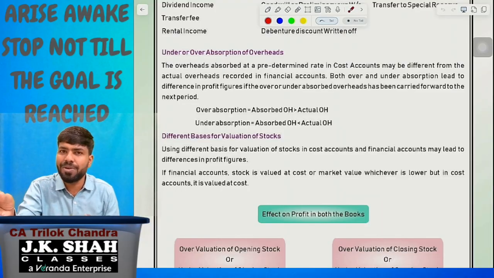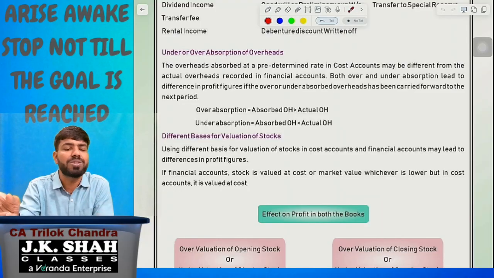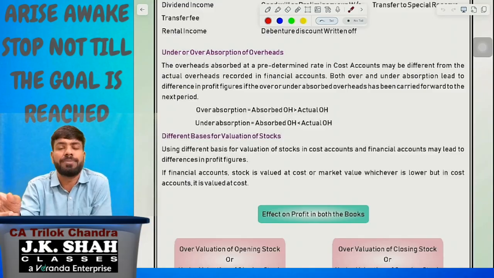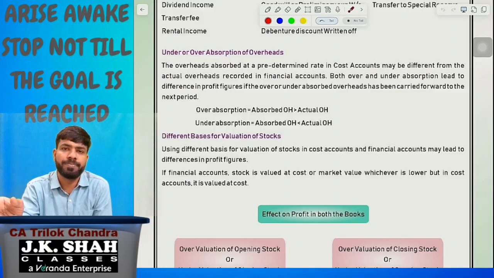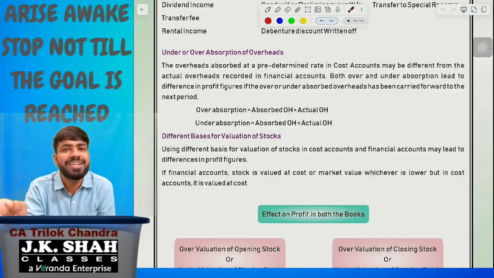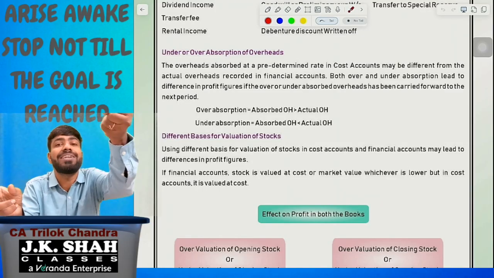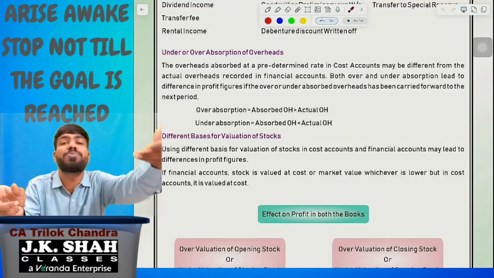1 lakh is the factory overheads. Whatever we accounted in the cost books is 80,000. It is under accounted, nothing but under absorption. 1 lakh rupees in the financial books, whereas in cost books 1 lakh 20,000 is over accounted, or over absorption.